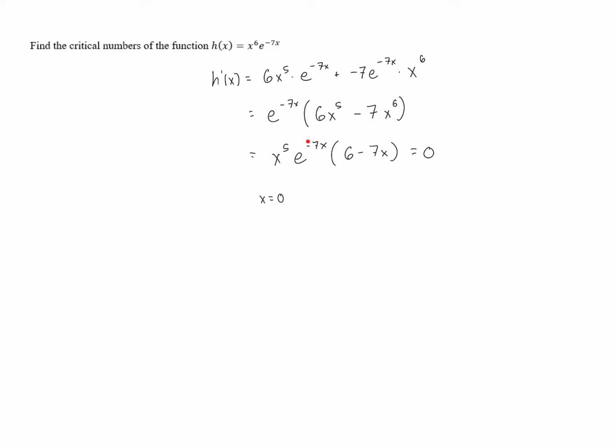E to the negative 7x is never equal to 0. We cannot raise e to a power and end up with 0 as an answer. So that one is not going to give us any more critical numbers.